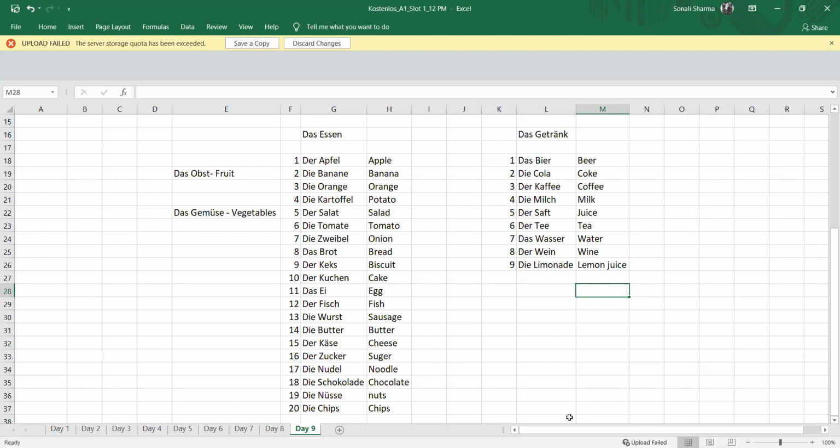Okay. Let's just quickly revise this part also. Das Bier is beer. Die Cola is Coke. Der Kaffee is coffee. Die Milch is milk. Der Saft is juice. Der Tee is tea. Das Wasser is water. Der Wein is wine. Die Limonade is lemon juice.